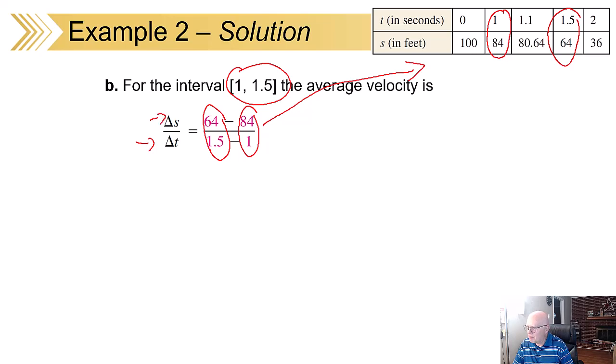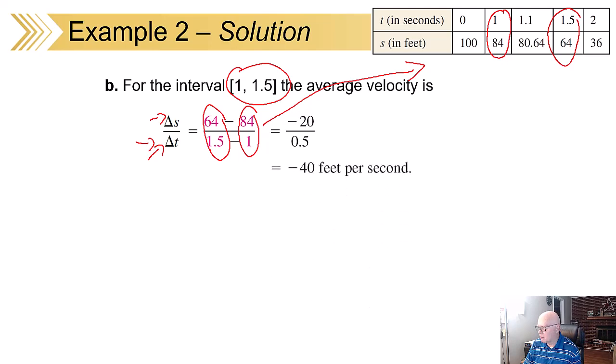Distance is on the top, time's on the bottom. Subtracting both. So do a little bit of that subtraction, a little bit of division, and that's the average speed in the interval 1 second to 1.5 seconds after the stone has been dropped.